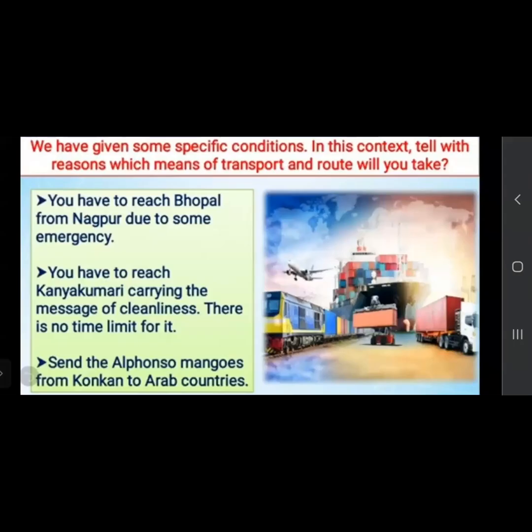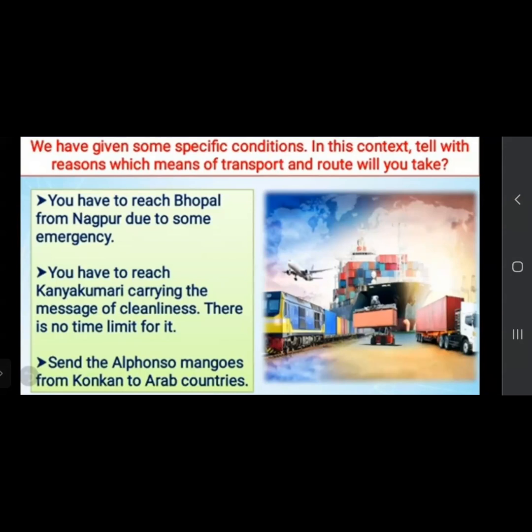See, we have given some specific conditions in this context. Tell with reasons which means of transport and route will you take. Means now some situation is given to you all and you have to decide which means of transport and route you are going to select. The first condition is that you have to reach Bhopal from Nagpur due to some emergency. Now some emergency is there and you have to reach Nagpur from Bhopal. So which mode of transportation you will choose? Okay, so you have to decide.